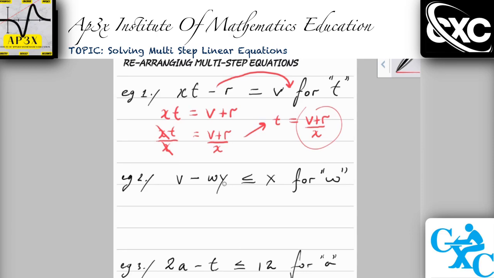All right, now let's go on to this: v take away wy is less than or equal to x, and we're looking for w. Now there's a couple of things to pay attention to in this question. It really boils down to your personal preference. Will you remember to reverse the sign if you're dividing by a negative subject? Or do you want to avoid having to remember to reverse the sign? I'm going to do it both ways because I want to make sure that after watching this video, you have no problems going forward.